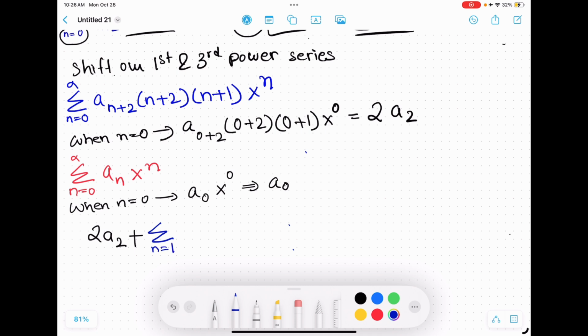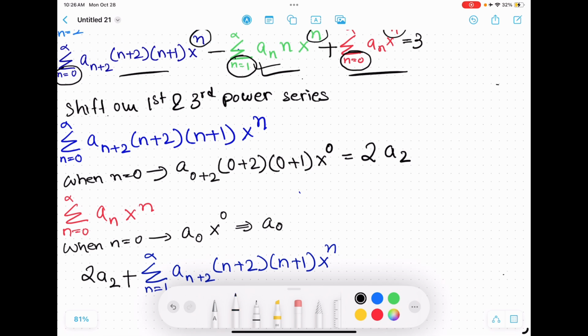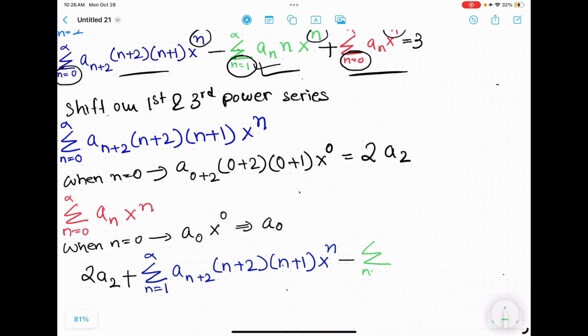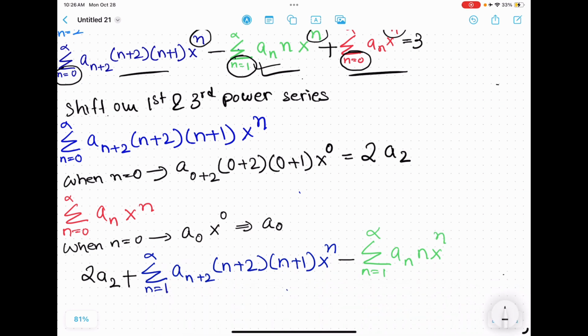So now it starts from 1. Okay, the sum of (n plus 2) times (n plus 2) times (n plus 1) times x to the power n. And then I have my second power series, which is n equal to 1 to infinity, a sub n times n x to the power n. Then I have the first term, the n equal to 0 term for my third power series, which was a sub 0.